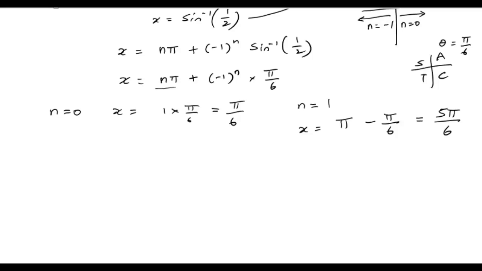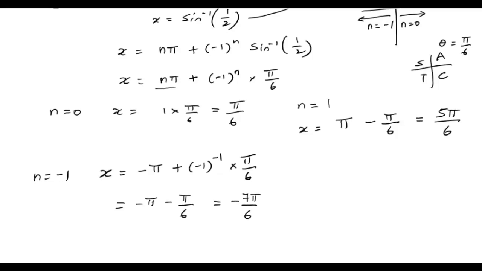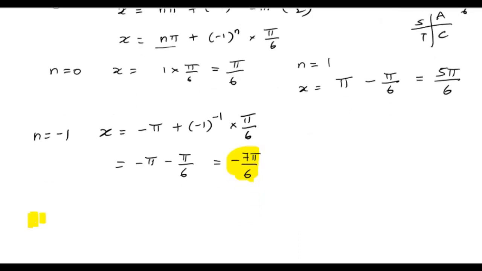So which is why I'm going to start substituting the value for n as minus 1. Now that's going to give me x is equal to minus pi, plus minus 1 to the power of minus 1, times pi on 6, which is simply going to be minus pi, take away pi on 6, which is going to give us minus 7 pi on 6, and that becomes our next solution in this case.